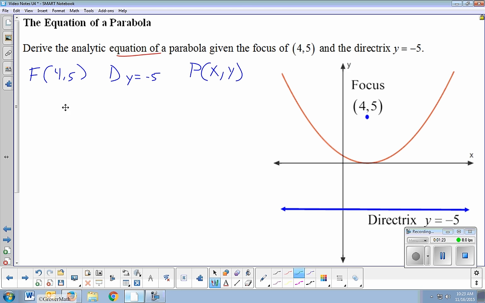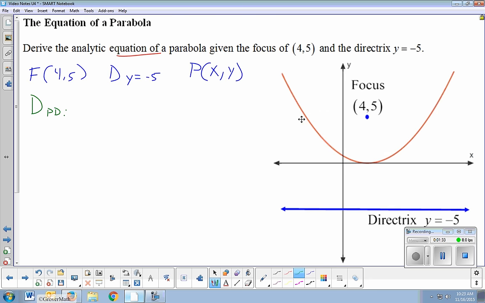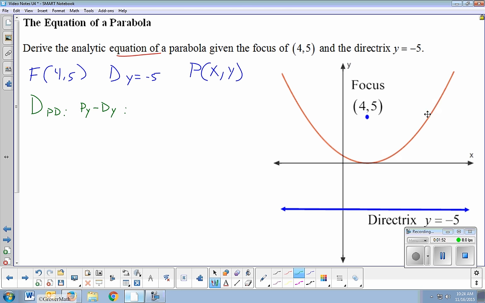So we always start off by figuring out the distance between the point and the directrix first, much like we did here. We begin with that because that's a vertical line. To get the distance between a point and directrix, we could take the point's y value minus the directrix y value. And in the last video, that came out to be 3 minus -2, and we got a distance of 5. But the problem here is we don't have a specific point.